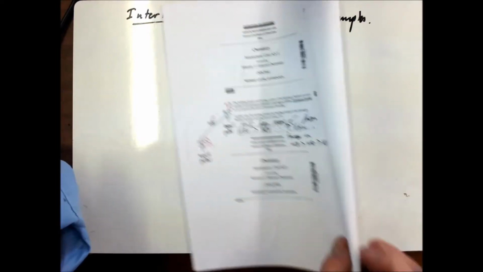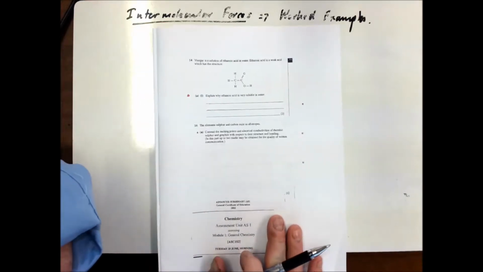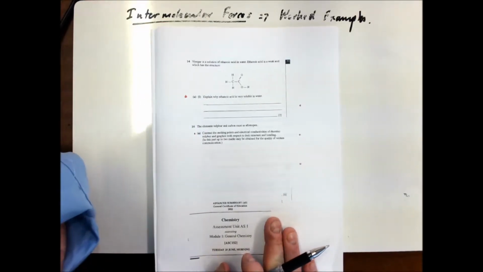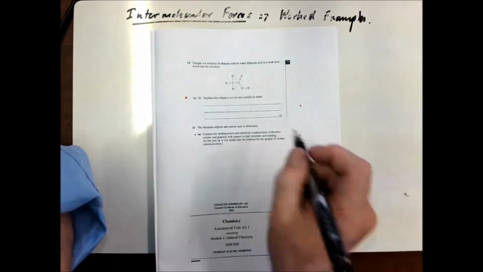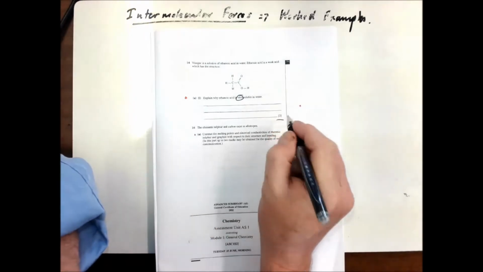I think we've got enough there for our 2 marks. Right, let's skip on then, and we're looking this time instead of melting points and boiling points. Explain why ethanoic acid is very soluble. Now this word "very" is relatively important. We've got 2 marks to get, so we need to concentrate on that.